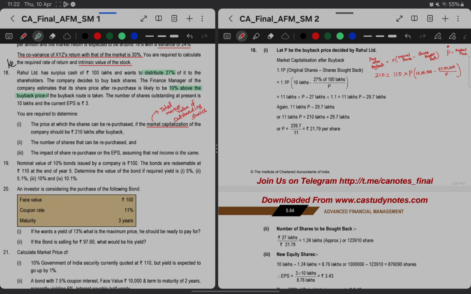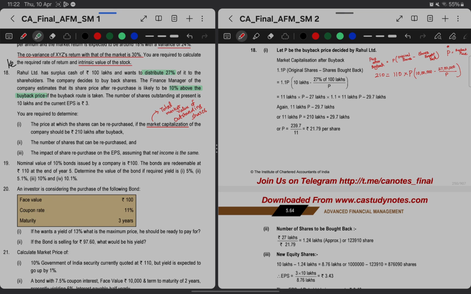Practical question 18. Rahul Limited has surplus cash of 100 lakhs and wants to distribute 27% of it to the shareholders. The company decides to buy back shares. The finance manager of the company estimates that its share price after repurchase is likely to be 10% above the buyback price if the buyback route is taken.